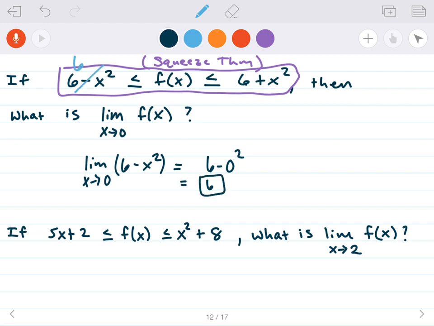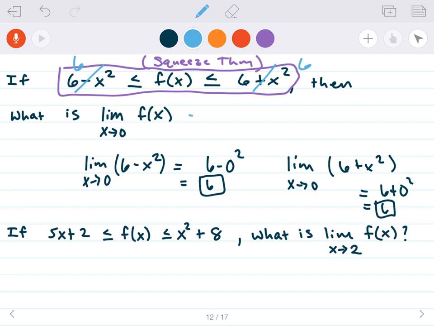What about the other side? We have the limit as x goes to 0 of 6 plus x squared. Again, it's continuous, so we can just plug in 0 for x, and we get the same thing. The limit is 6. So since on either side of f of x the limit is 6, the limit of f of x is also going to be 6. That's what the squeeze theorem says. And we can do the same thing for this function right here.